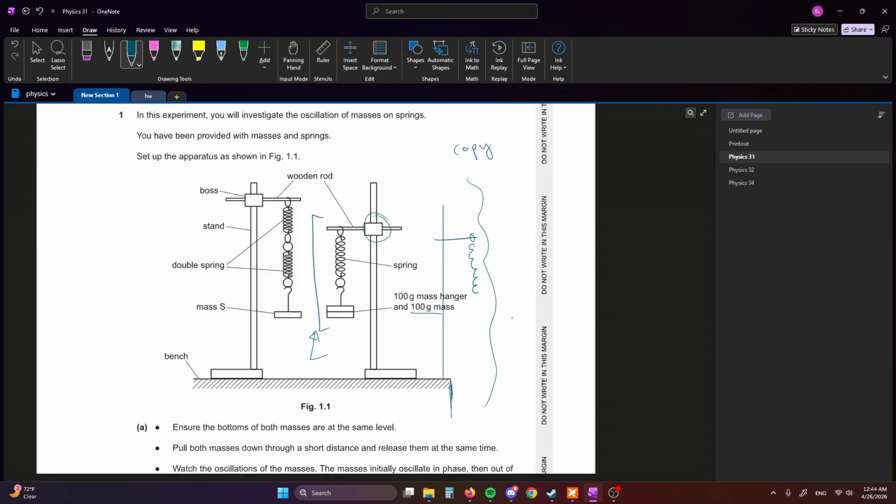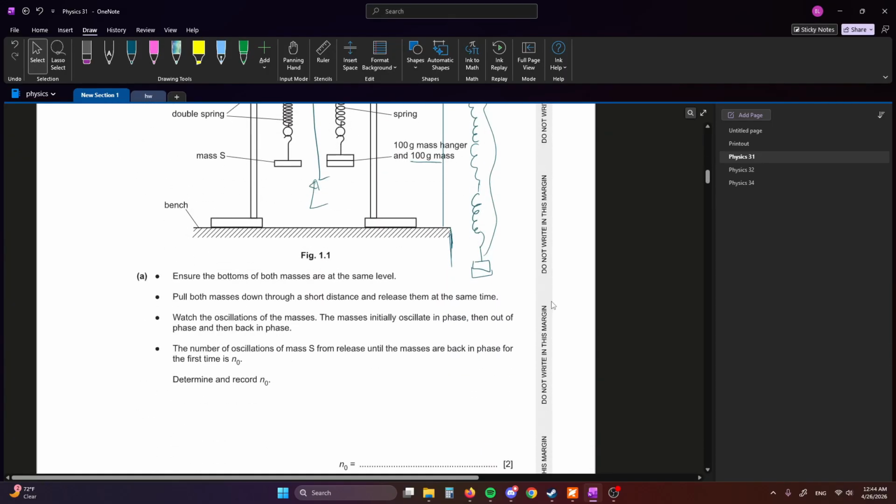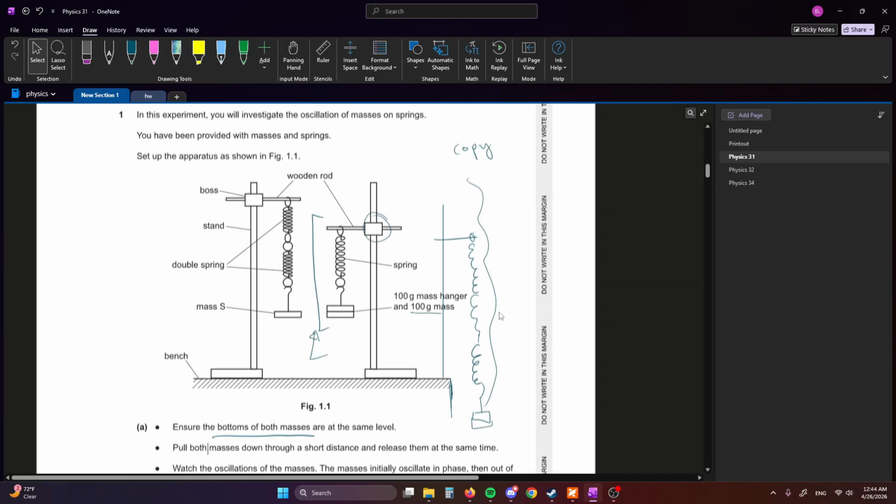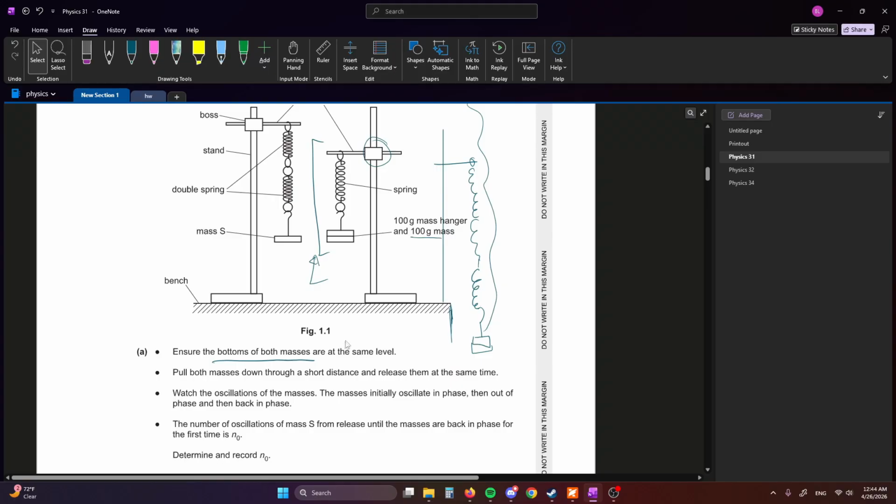Because depending on the spring, the elasticity of the spring, you might have different things. And then we'll just draw a hanger here. It might be like this, right? And then when you pull it down, you have some extra space. So that's pretty good. So we want to ensure both masses are the same level. If one of them hangs off the table, you want to make sure the other one is also hanging off the same table, at the same height, basically.